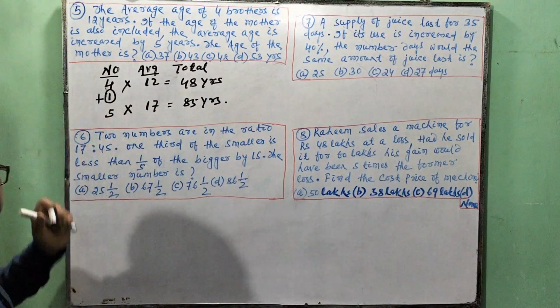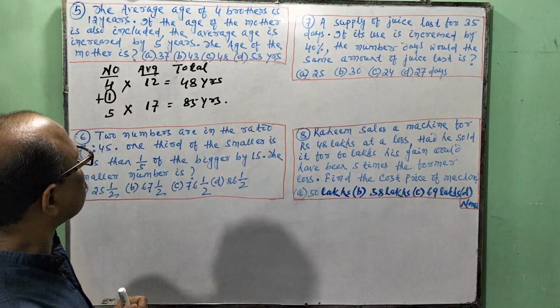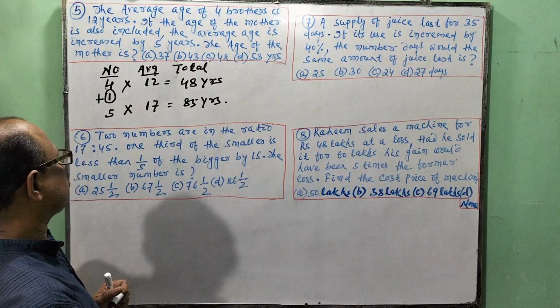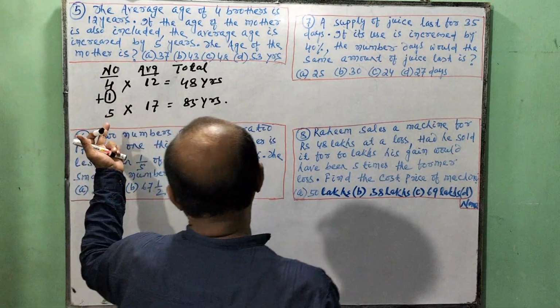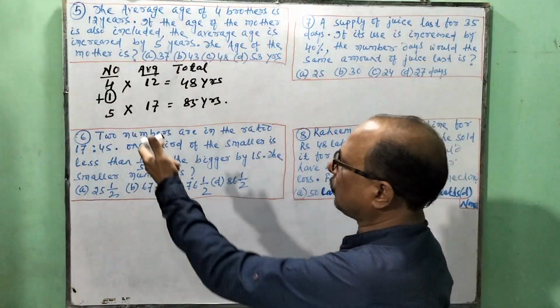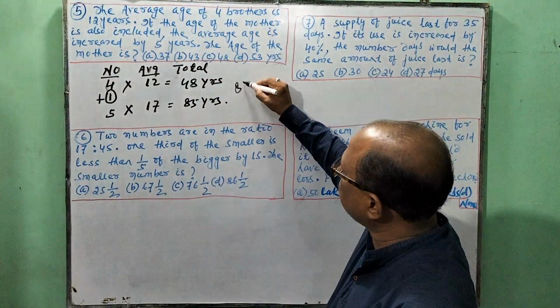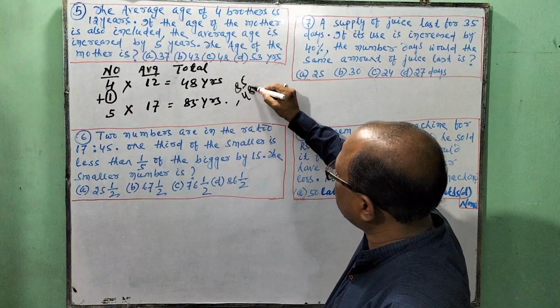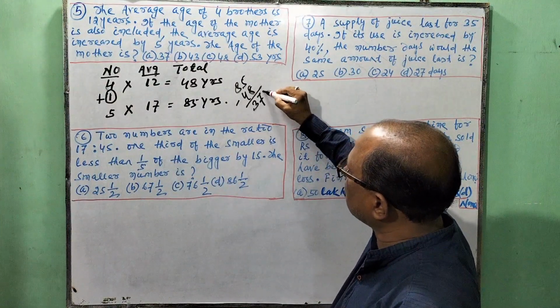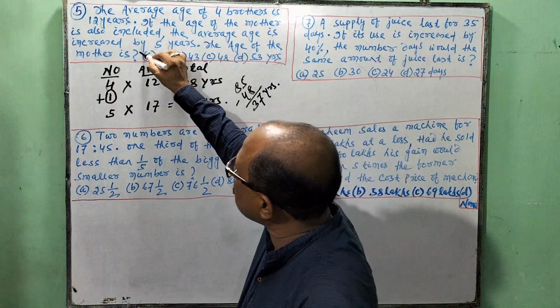17 into 5. So what is the question asking? The age of the mother. So 5 members, 85 years, 4 brothers, 48 years. The age of the mother is 85 minus 48, which equals 37 years. So this is the answer.